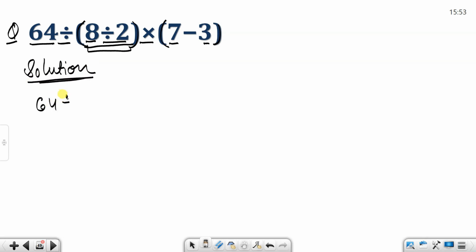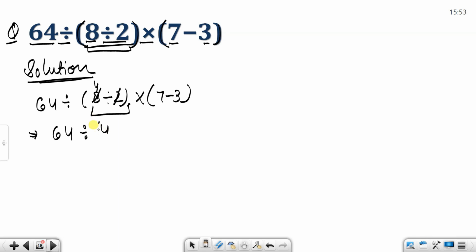64 divided by 8 divided by 2, multiplied by, in the bracket, 7 minus 3. Now, first of all, in this bracket, 2 will go into 8 4 times. 64 divided by 4 multiplied by, open parentheses, 7 minus 3, close parentheses.